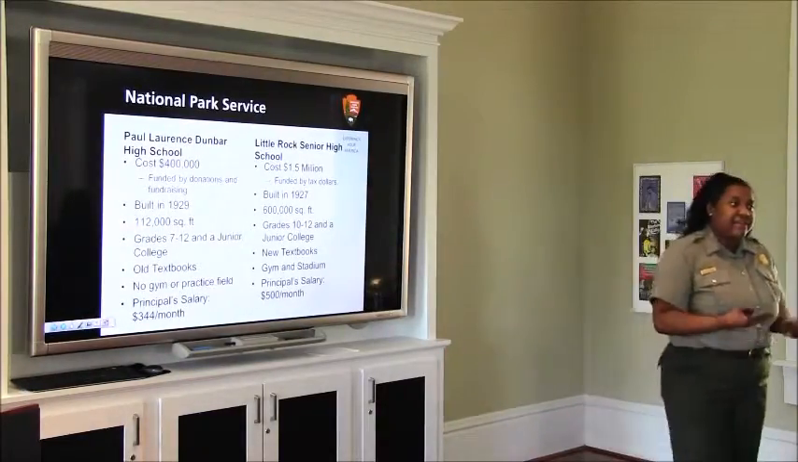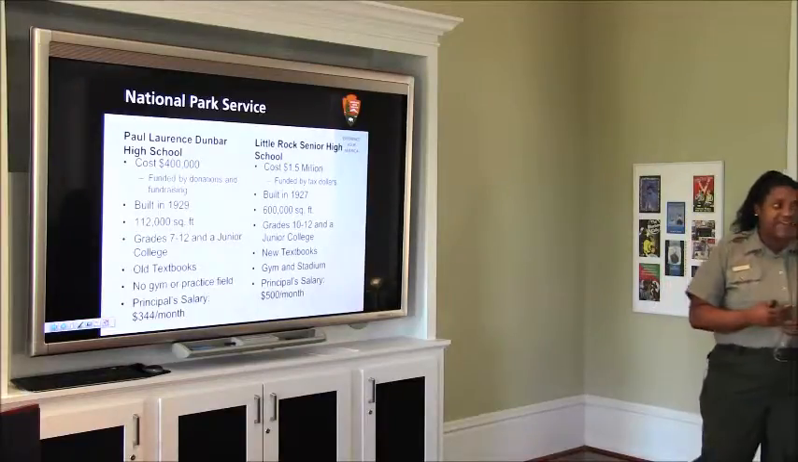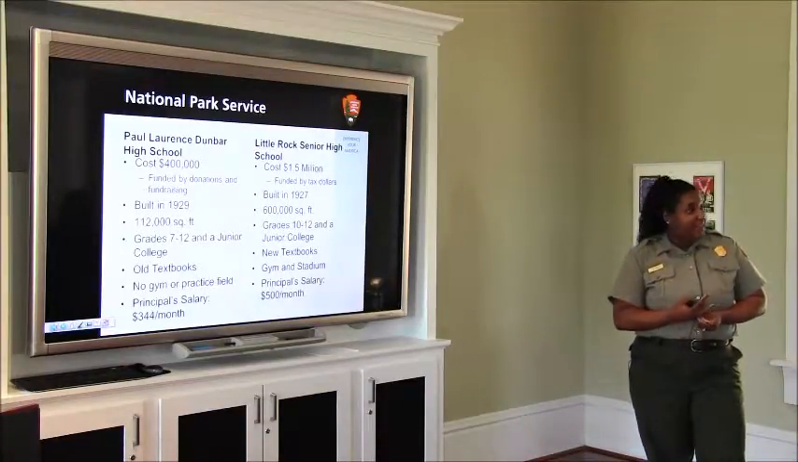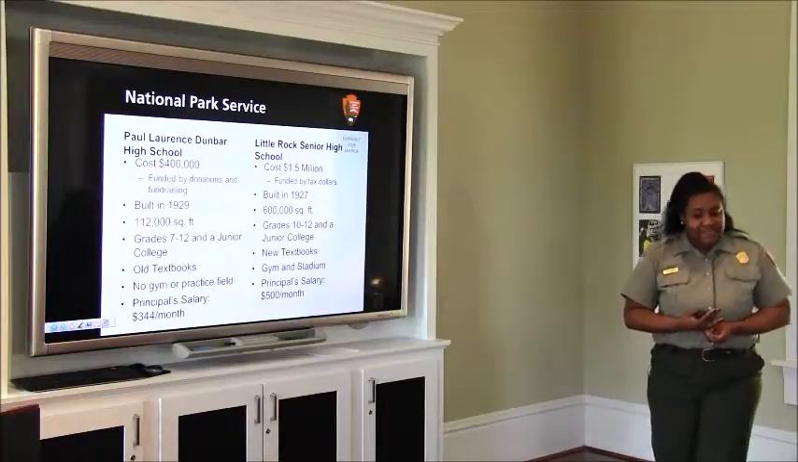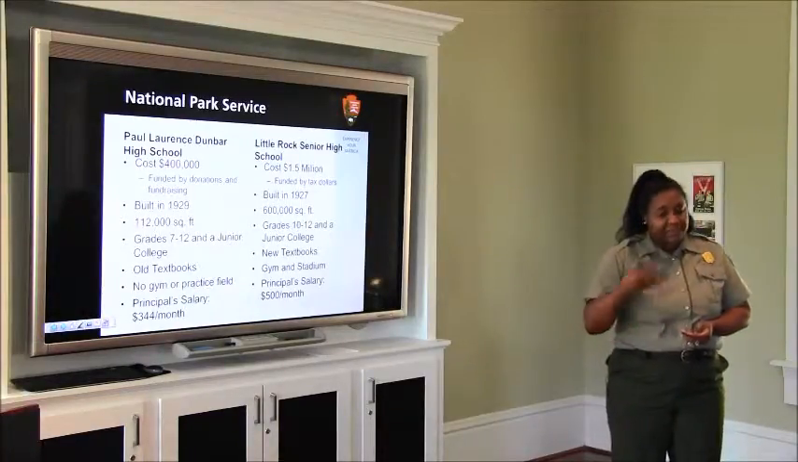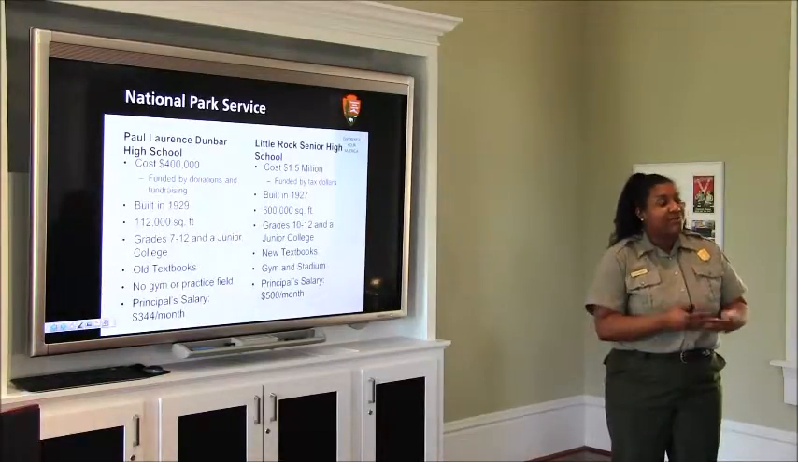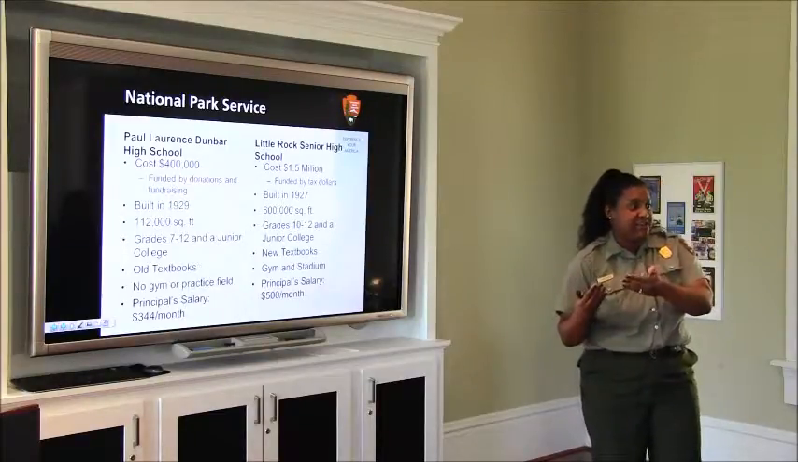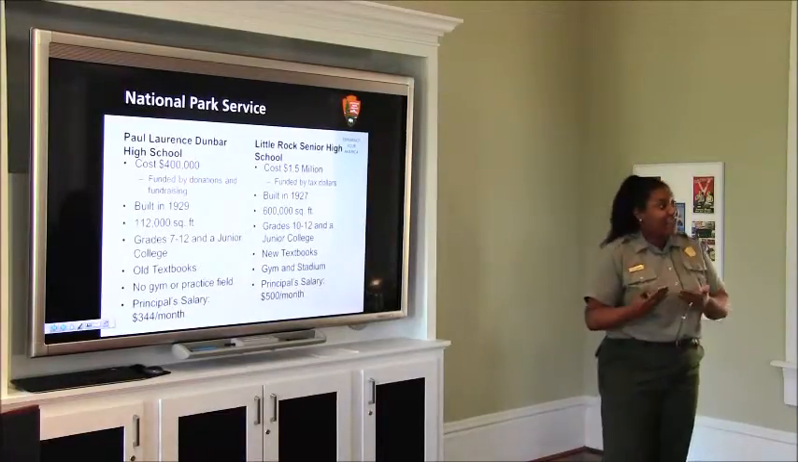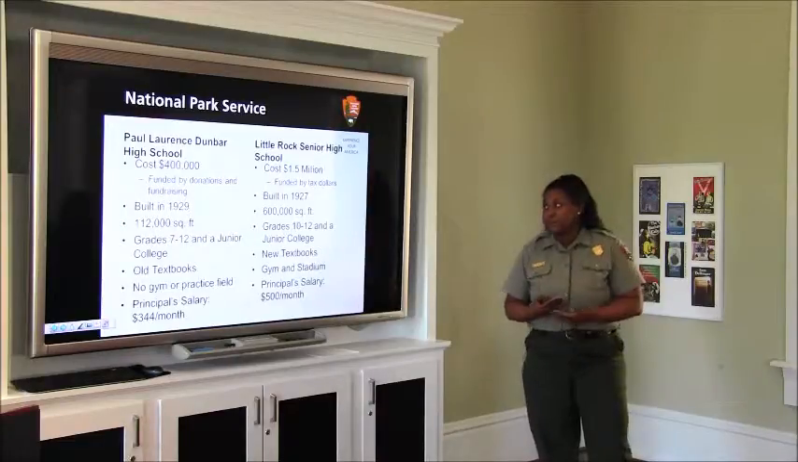In 1957, when it officially integrates, it's ranked number 5 in the nation. So athletically, it didn't do that bad either. The 57 school year, that summer prior, two students get drafted right out of high school straight into the major leagues. So athletically and academically, Central was a phenomenal school.